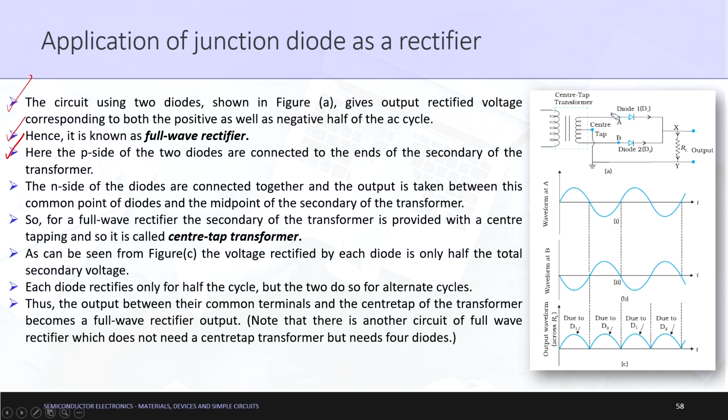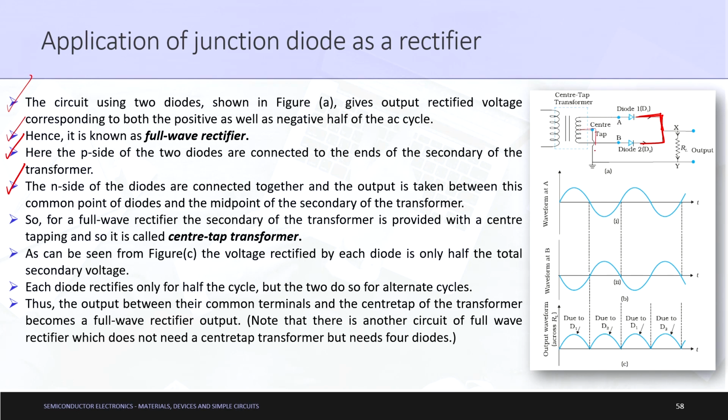So, that was the first assembly expression here: first of all, we connected the P side of the two diodes to the ends of the secondary of the transformer. Next, the N sides of the diodes are connected together, as you can see, quite evident, and the output is taken between this common point of the diodes and the midpoint of the secondary of the transformer.